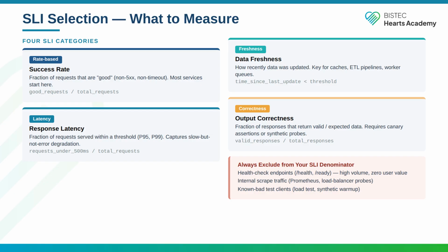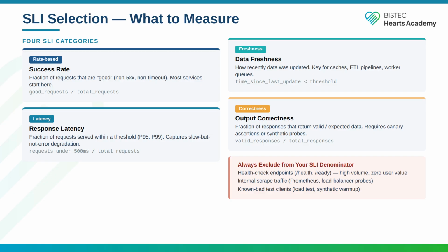Latency SLIs measure how fast the good requests complete. P95 or P99 are the right anchors, not average, because averages hide the tail experience. If your P99 latency is 2 seconds, but your average is 300 milliseconds, 1% of your users are experiencing 2-second loads. For a service with 1 million daily requests, that's 10,000 bad experiences per day.